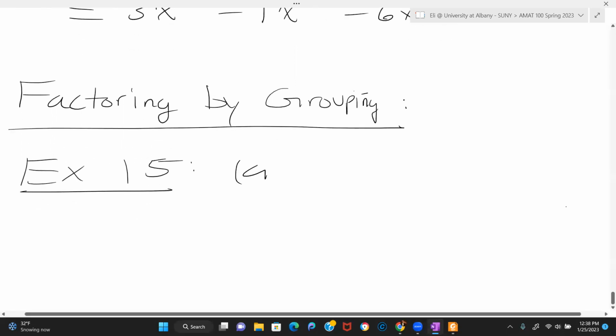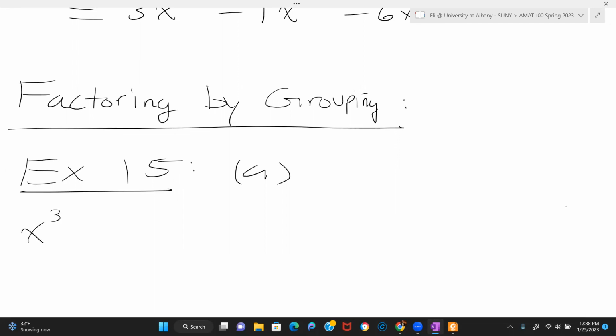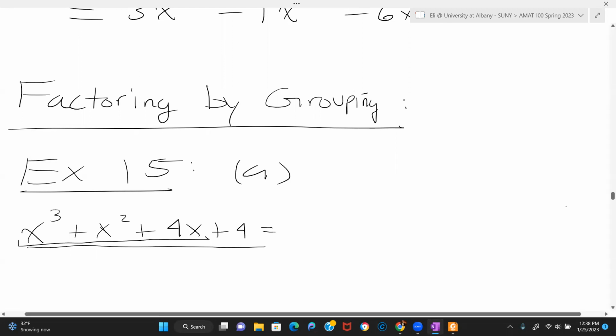So let's look at an example. We have part A, example 15, part A. The polynomial we're given is 3x cubed plus x squared plus 4x plus 4. So the idea is, if you associate the terms in the right way, then you can factor. Certainly all of these terms considered together don't have a term in common. Like these first three do, they have an x, and maybe you could factor out an x from this and try to do something from there, but that's not going to work out.